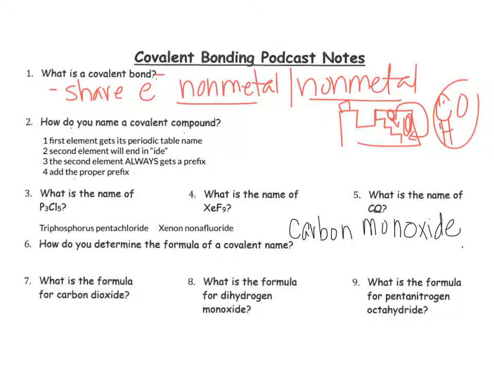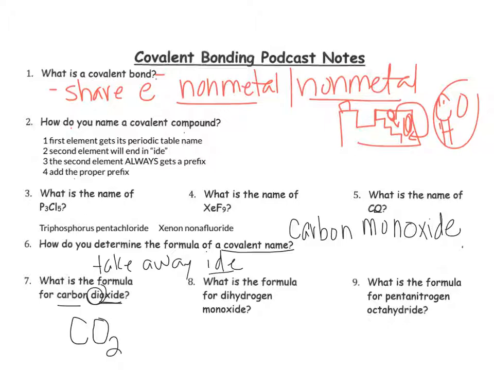Now if we want to determine the formula for a covalent name, we just have to go in reverse. So number 7 here says, what is the formula for carbon dioxide? So we know the first one is carbon, so let's see. When we look at the root word here on the second one, which is oxide, so that is oxygen, you have to take away the IDE in order to get the second one. And then this is di, which means 2.